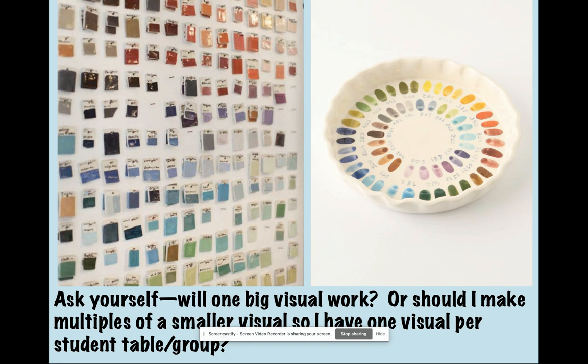And then they could go over to the station, or a teacher or a teacher's aide could deliver the color to them, right? So this is the one on the right. There are multiples of them and they're smaller. So you got to think, what makes more sense? Do I need one big one for the class or multiples for a group?